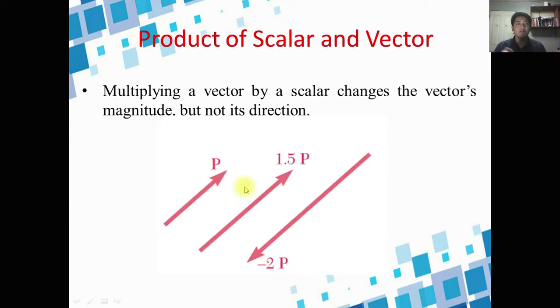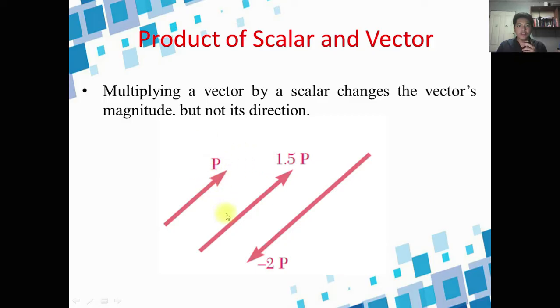Product of a scalar and a vector: multiplying a vector by a scalar changes the vector's magnitude, but not its direction. Of course, if we multiply a vector by a scalar of -1, it will reverse its direction. So, for example, if we have a vector P here, and we multiply it by a scalar multiple of 1.5.